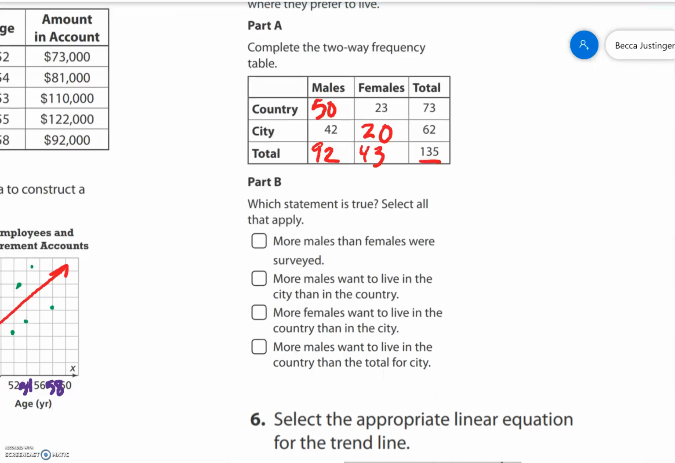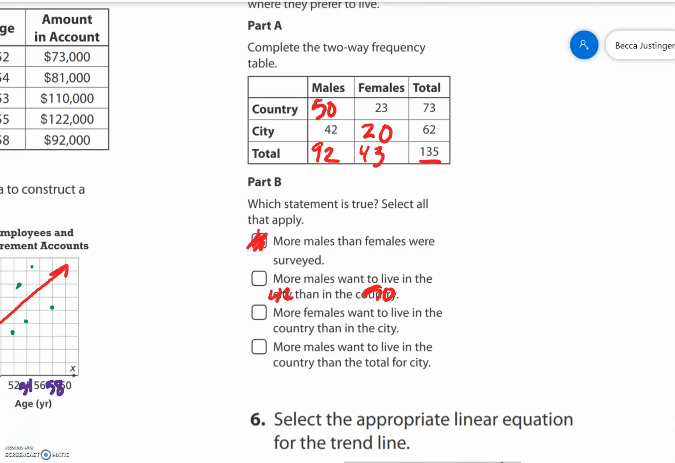So part B, which statement is true? Select all that apply. More males than females were surveyed. Let's look. There were 92 males and 43 females, so that is true. More males want to live in the city than the country. 42 males want to live in the city, and 50 males want to live in the country, so that is not true.